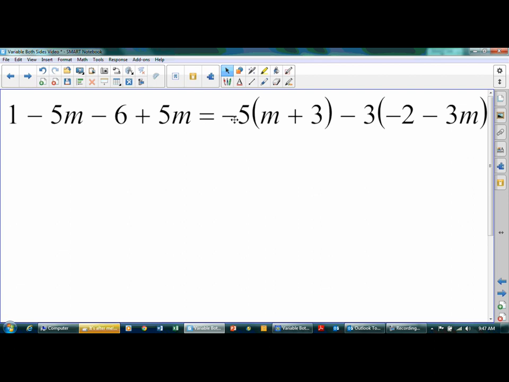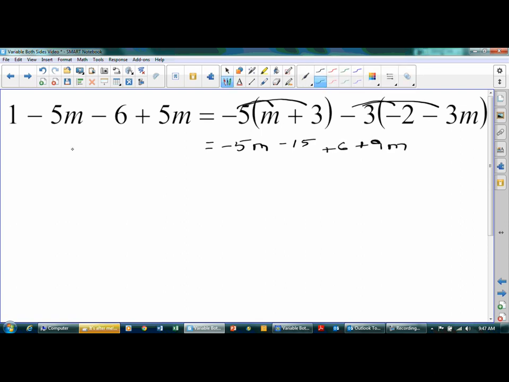So, we start with the distributive property. If there's anything to distribute, we start there. So that's negative 5m minus 15 plus 6 plus 9m. And we've got 1 minus 5m minus 6 plus 5m. Okay, next up is combine like terms. Well, negative 5m plus 5m is 0. So we've got 1 minus 6, that's negative 5.